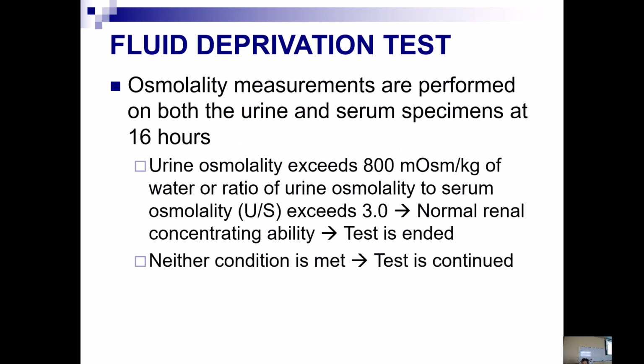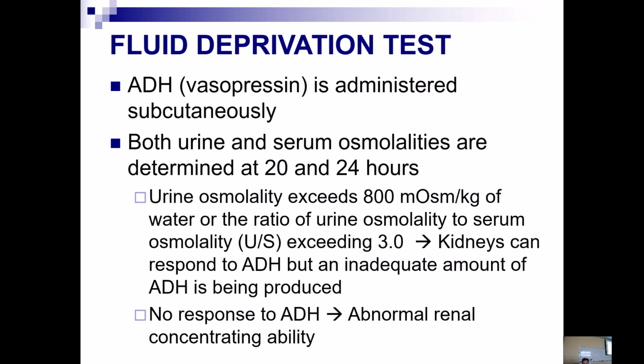So instead of 14 hours in, we're going to do urine and serum specimens at 16 hours. If they can hit normal concentrating ability, they'll stop it here. If they don't meet these conditions, the test is continued. We're going to add antidiuretic hormone, and we're going to test them again at 20 and 24 hours, again, while still being fluid deprived. If they hit a certain amount, kidneys can respond to ADH, but an adequate amount of ADH is not being produced. If no response to the ADH, we have abnormal renal concentrating ability. So you see, it's just a test that continues to go on to see what's going on with the body.